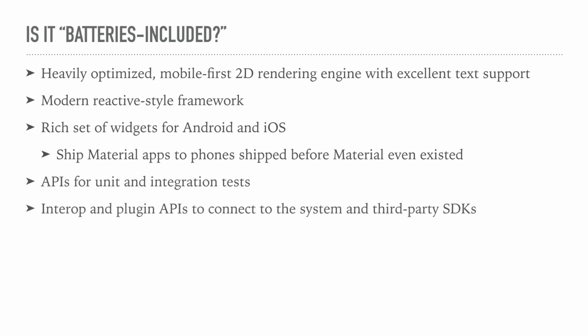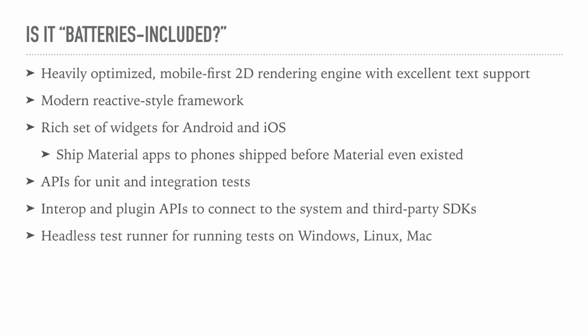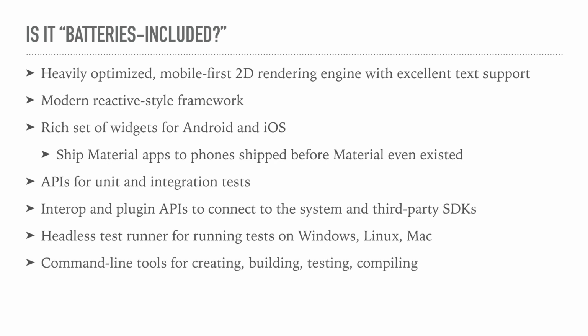There's an API for unit and integration tests. Again, interoperability. There's a headless test runner for Windows, Linux, and Mac. There are command line tools, of course, for building, testing, compiling. And as I mentioned a little bit earlier, Pub offers a way to share packages, libraries, things like that.